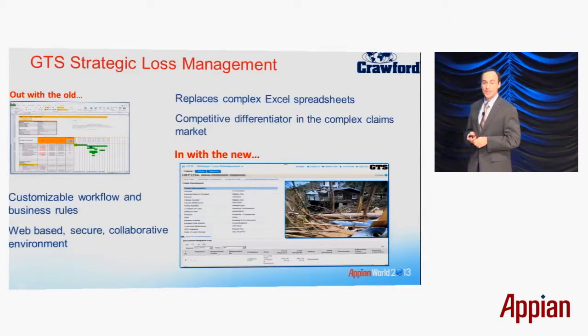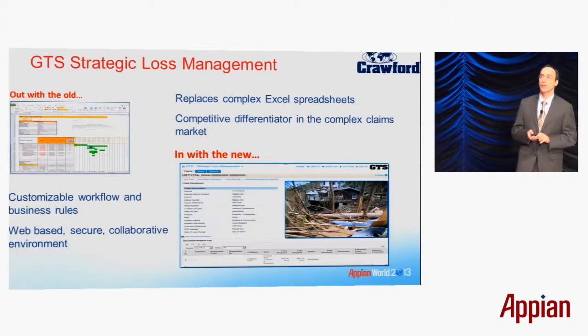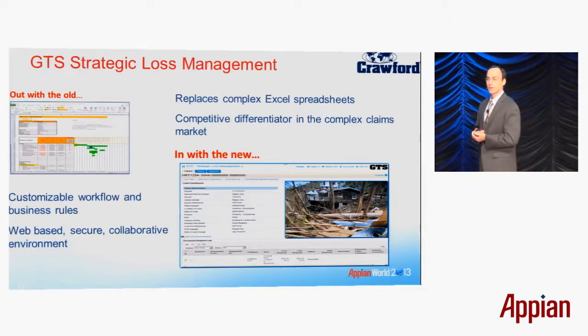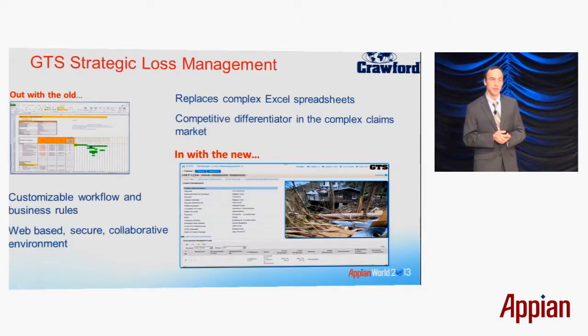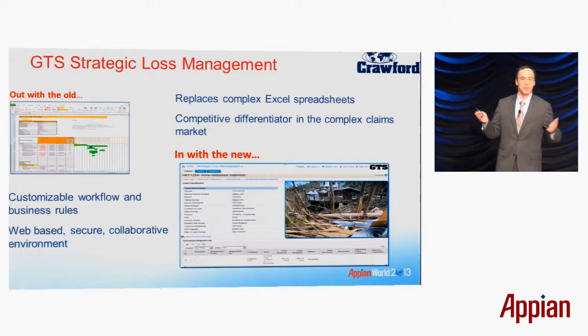The next one is GTS, Strategic Loss Management. GTS stands for Global Tech Services. That's our unit. It's a global unit that handles the most complex claims, usually multi-million-dollar claims, factory collapse, for example.